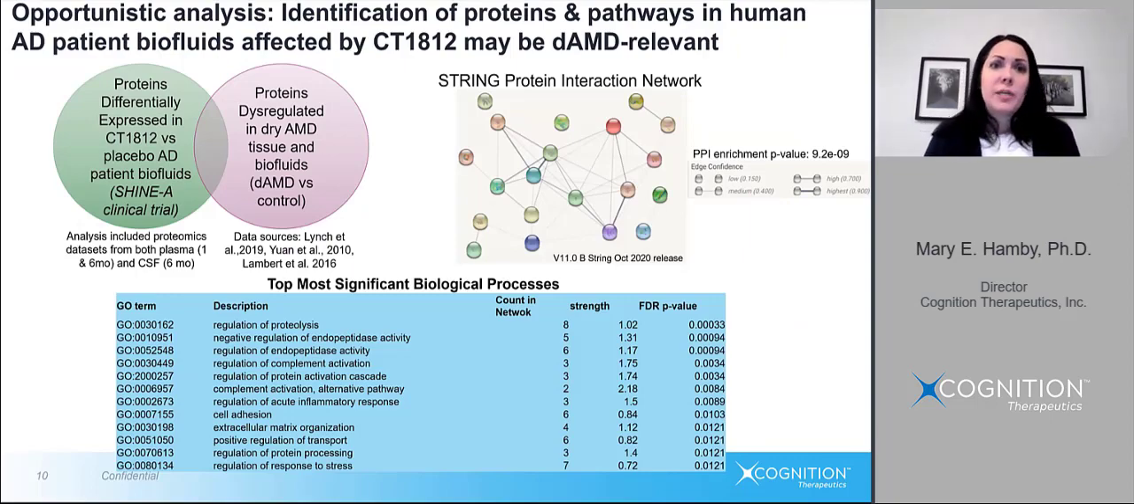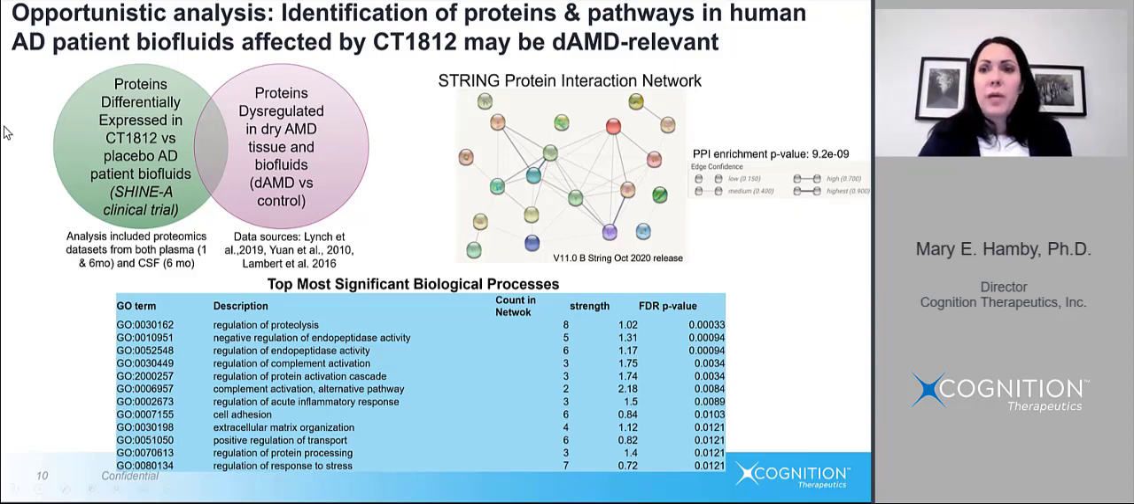We performed an opportunistic analysis of our Alzheimer's disease clinical trial proteomic data, to try to understand whether or not it was possible to move proteins relevant, or in pathways relevant, to AMD. So I'll briefly describe the study design and the high-level takeaways. We took our recent SHINE-A proteomics data. This data was initially queried to understand how CT1812 affects the proteome in Alzheimer's disease patients. In the SHINE-A clinical trial, mild to moderate Alzheimer's disease patients were given CT1812 for 6 months, or placebo.